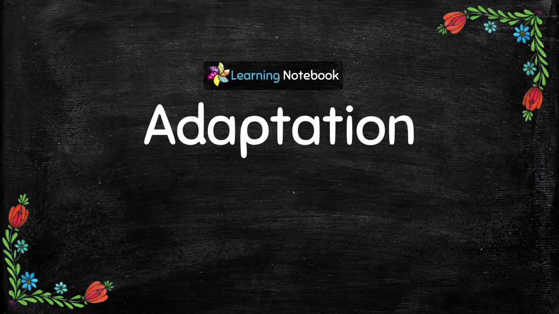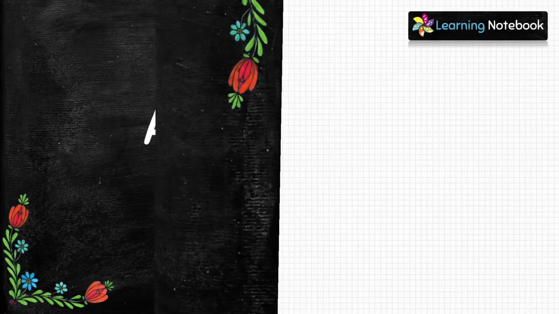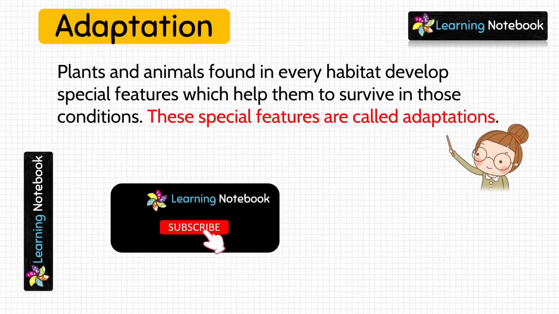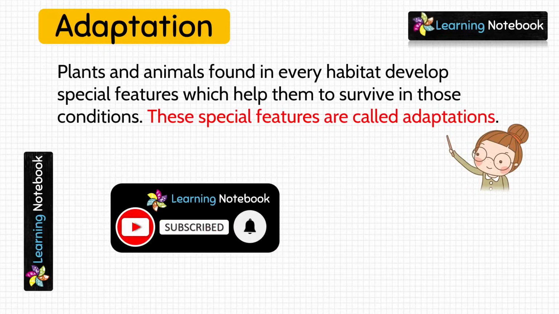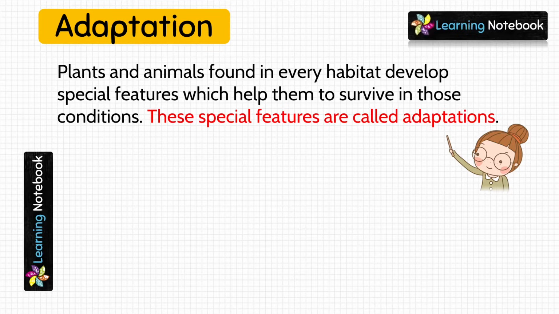Now let's move to our next topic, which is adaptation. So first let's understand what is adaptation. Plants and animals found in every habitat develop special features which help them to survive in those conditions. So these special features are called adaptations. Students, in this chapter, we will study only about adaptation of animals.